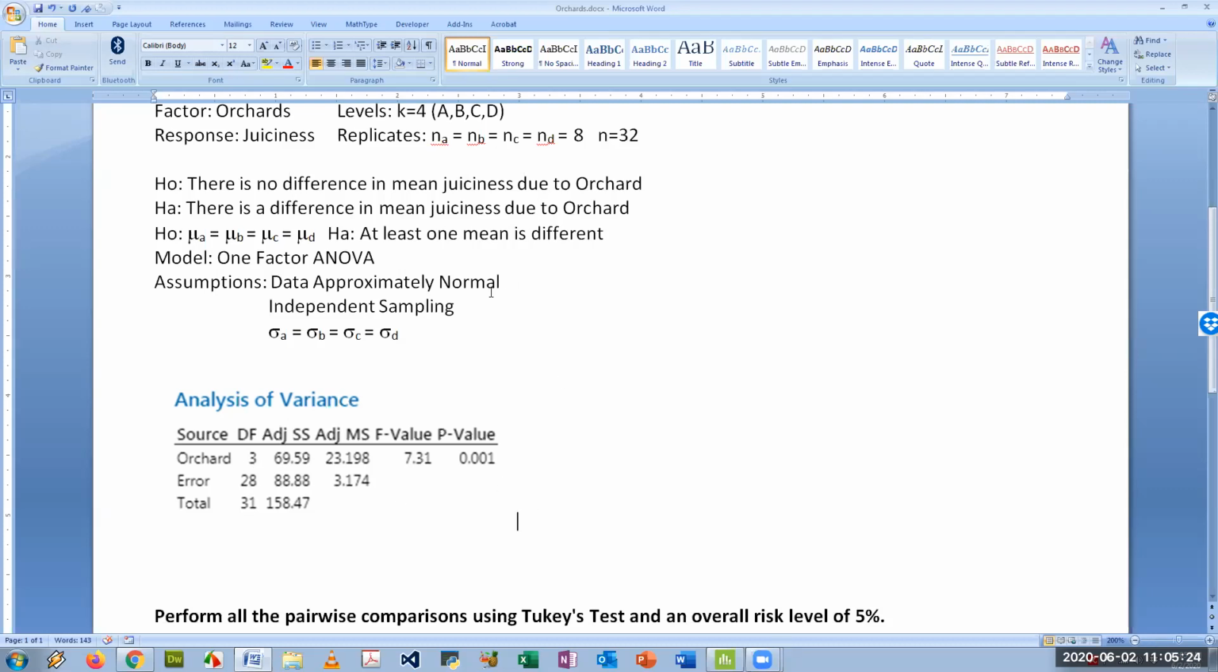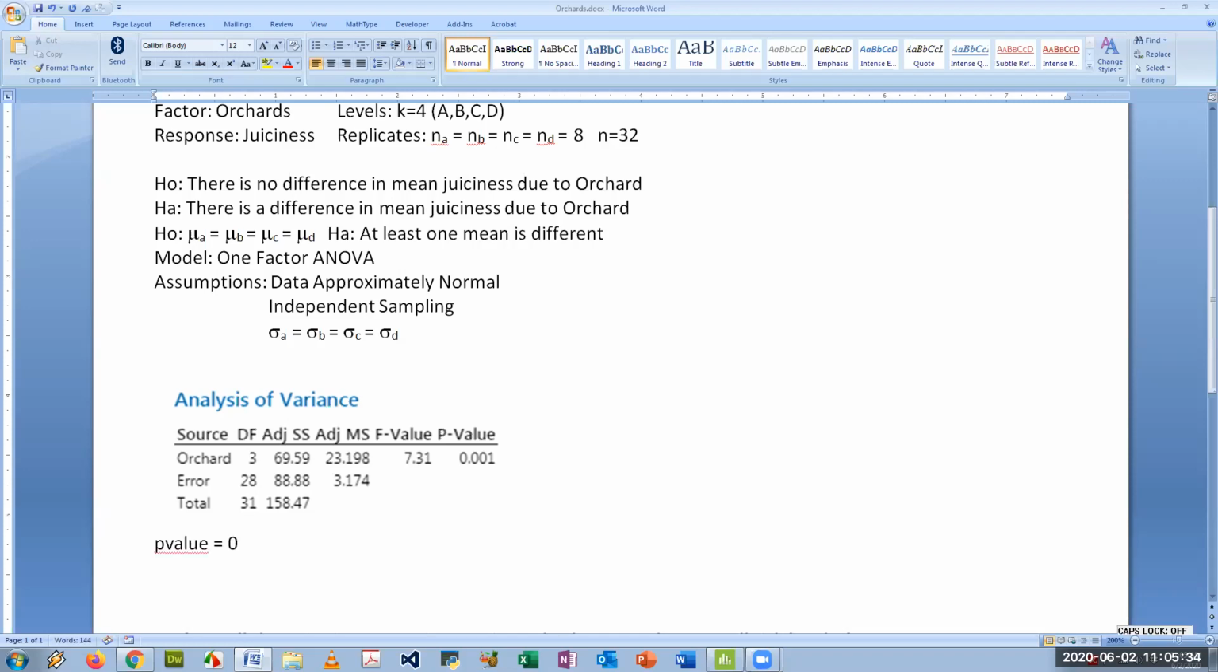Okay, so my decision here would be that the p-value is equal to 0.001, less than alpha 0.05. So that means we're going to reject the null hypothesis. So the conclusion would be there is a difference in mean juiciness due to orchard. So there's my conclusion. There is a difference in mean juiciness due to orchard.